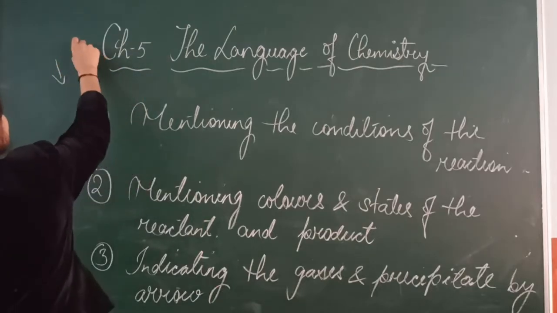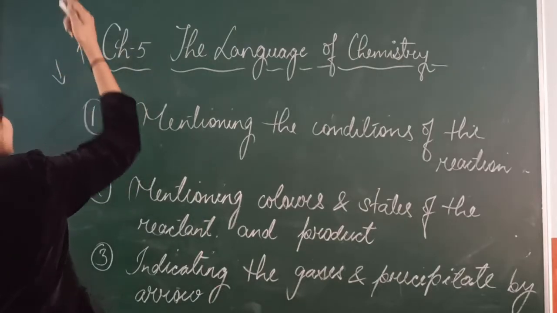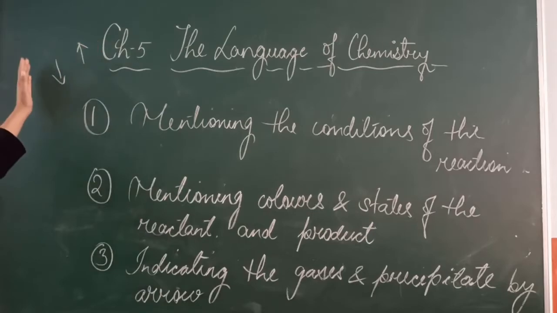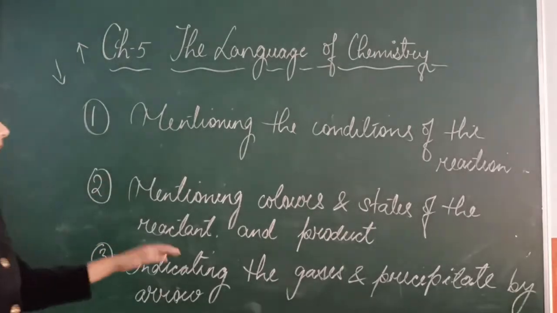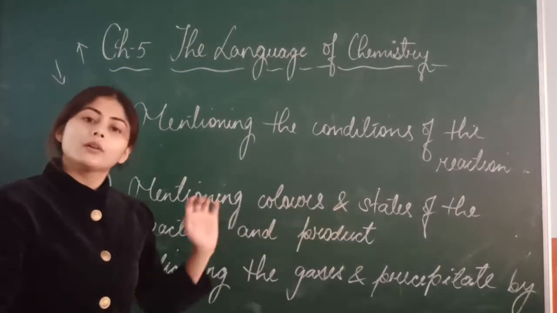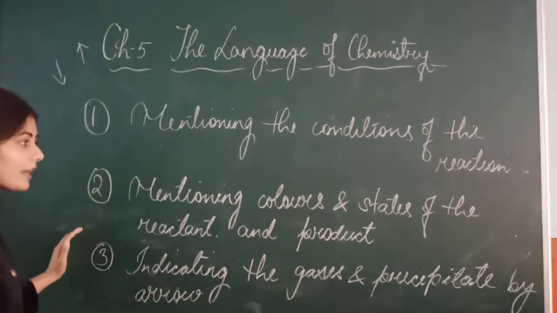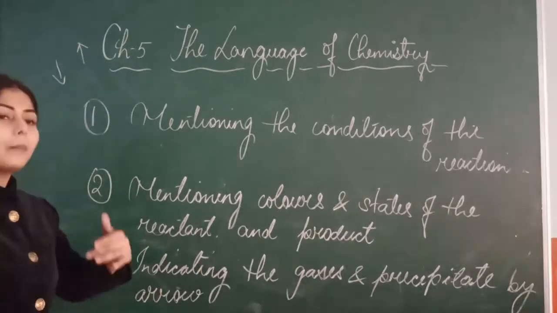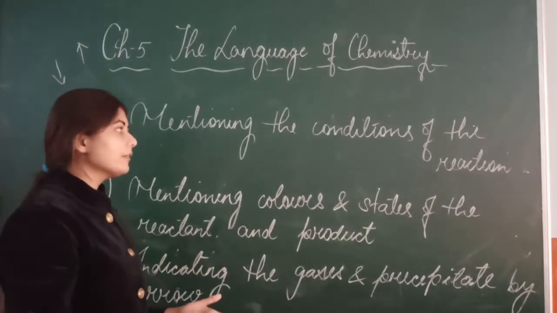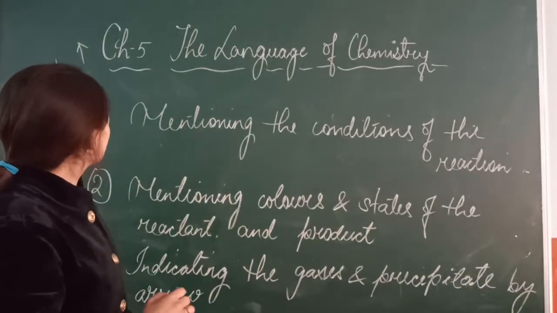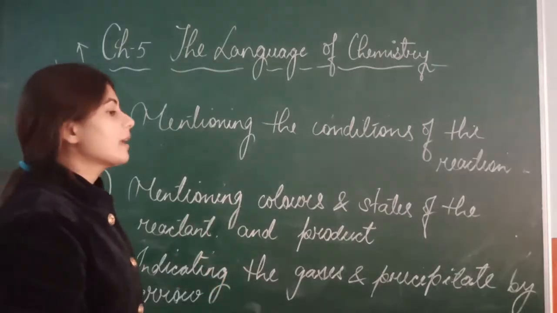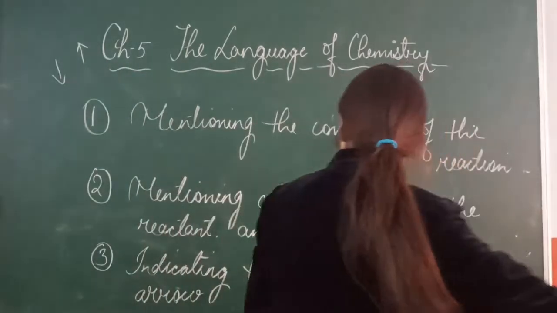If we get gases or precipitate in the chemical reactions, then in this way, by an upward and downward direction of an arrow, we indicate the gaseous and precipitate products in a chemical reaction. So in these three ways, we can make the chemical reactions more informative. I hope this is remembered and it is clear to you all.